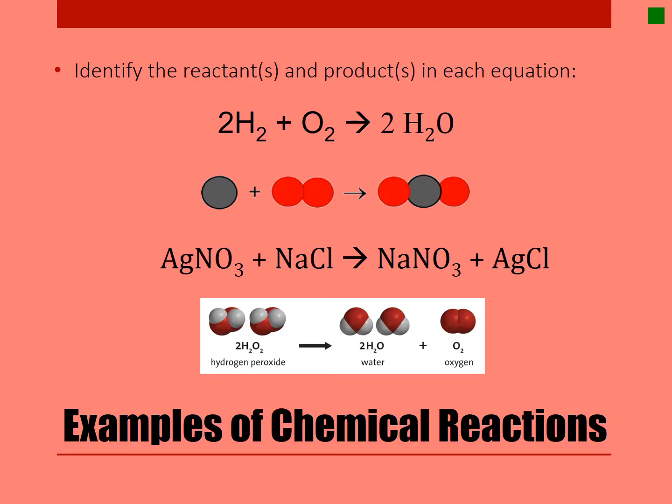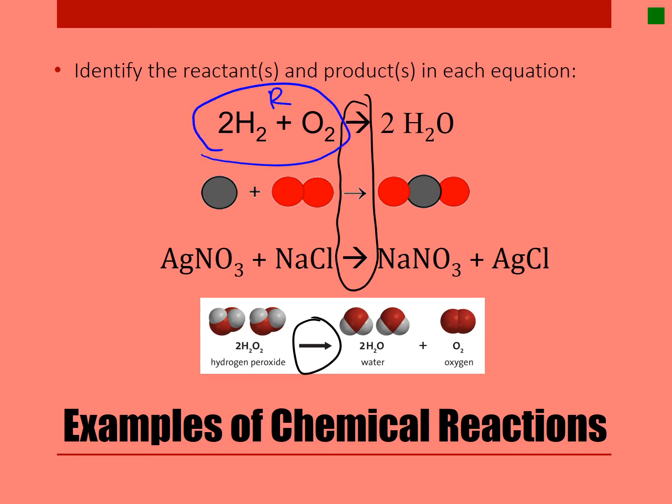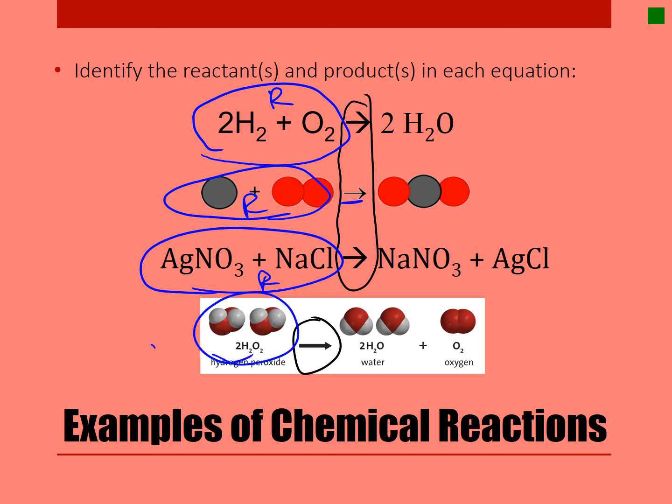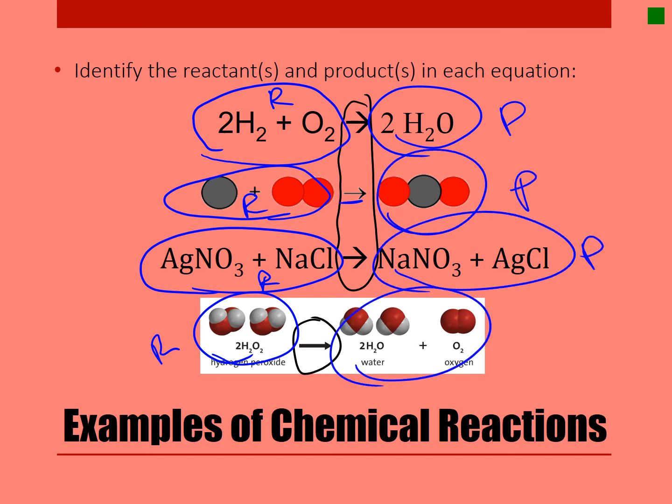All right, so let's identify the reactants and products in each equation. Pretty simple. Okay, so we want to focus on this arrow right here. These are all 4 different problems. So where are our reactants? Our reactants are always to the left of the arrow. So everything to the left, these would be your reactants. These guys are your reactants. Everything to the right of the arrow will be your products. So these are your products. Literally find that arrow, everything to the left are your reactants, everything to the right are your products.